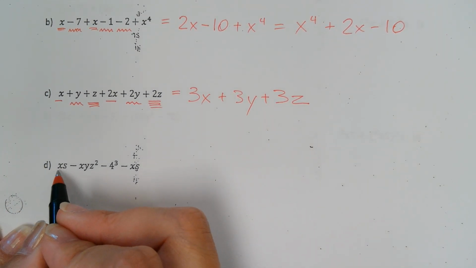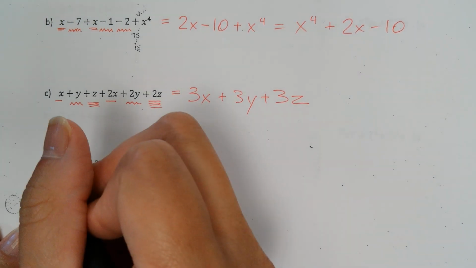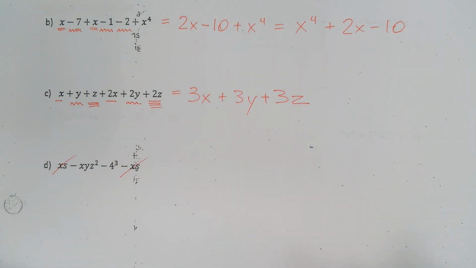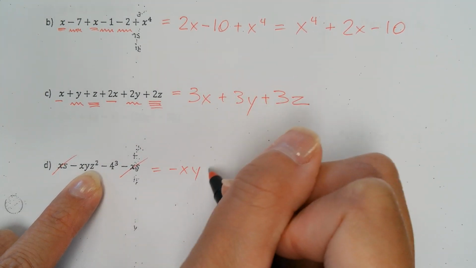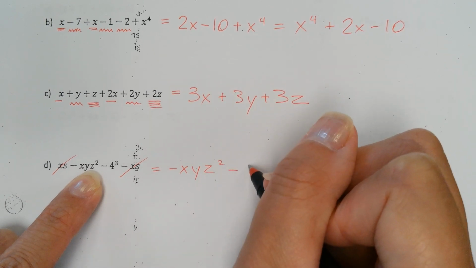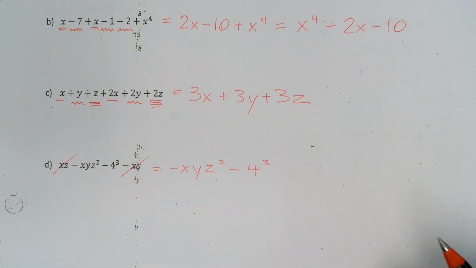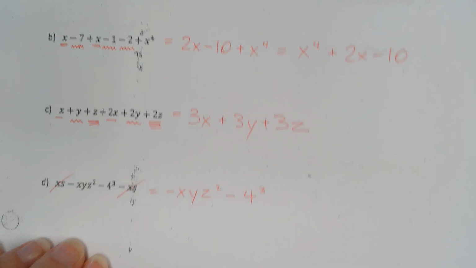Okay, what happened to the Xs? They cancel out each other. Xs minus Xs, they're gone. And then I have negative XYZ squared minus 4 cubed. All right. Is this the right order? No. I think. Who says yes, this is the right order? What is the right order? We have to write it in descending order of.